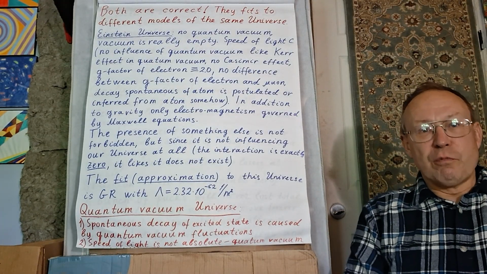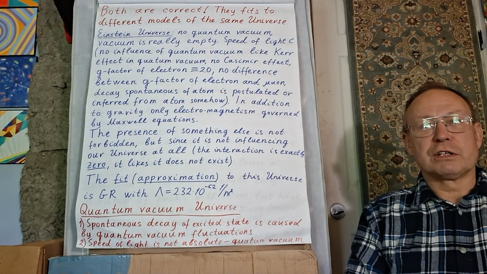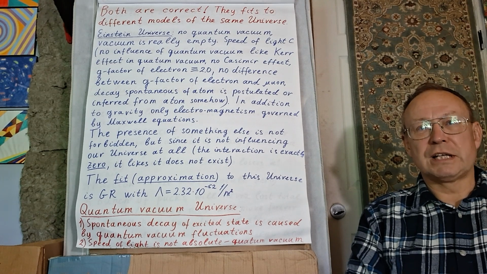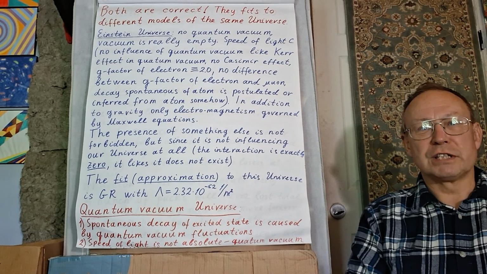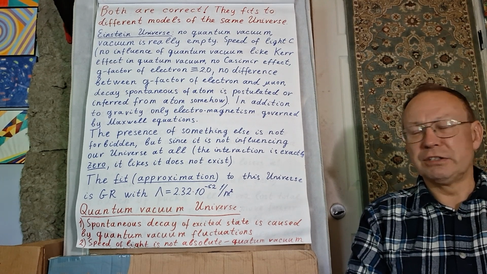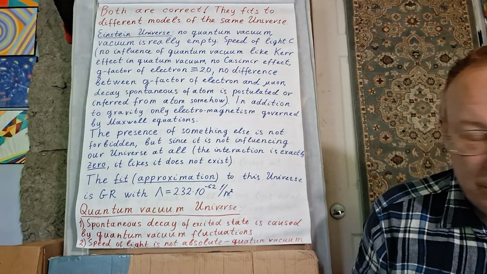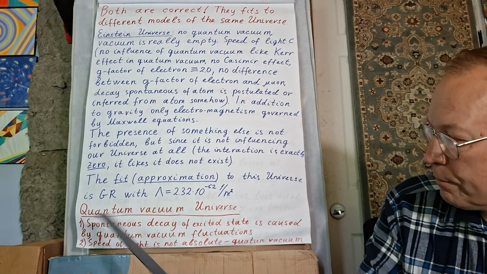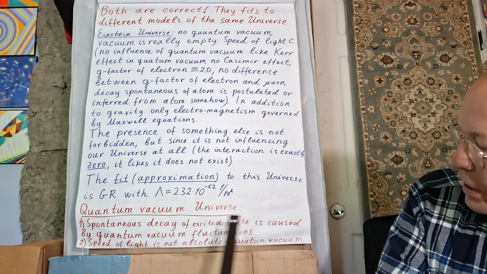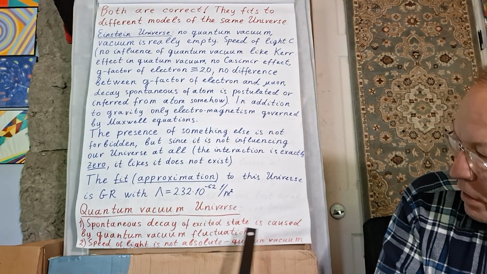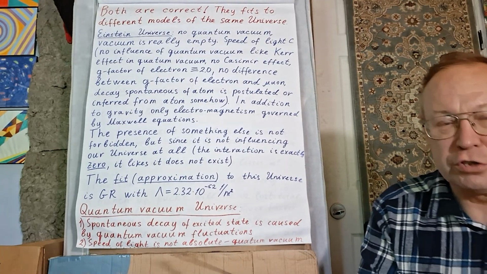However, discoveries were made, and now we all know that quantum vacuum is real. It is something, it's called quantum vacuum. In science fiction, it's called subspace. Something is present. What effects are responsible? First of all, spontaneous decay of an excited state is caused by quantum vacuum fluctuations.